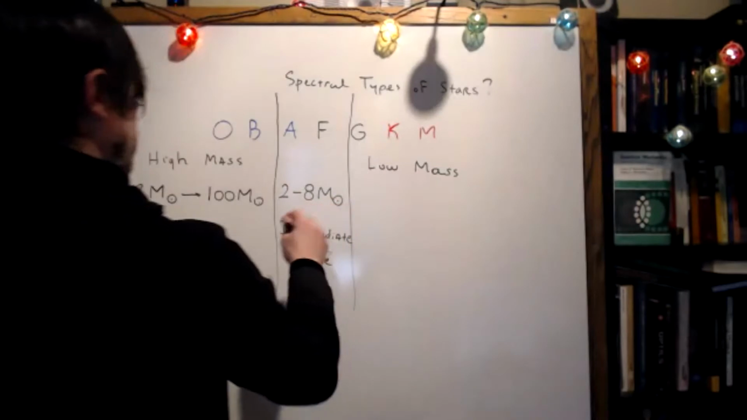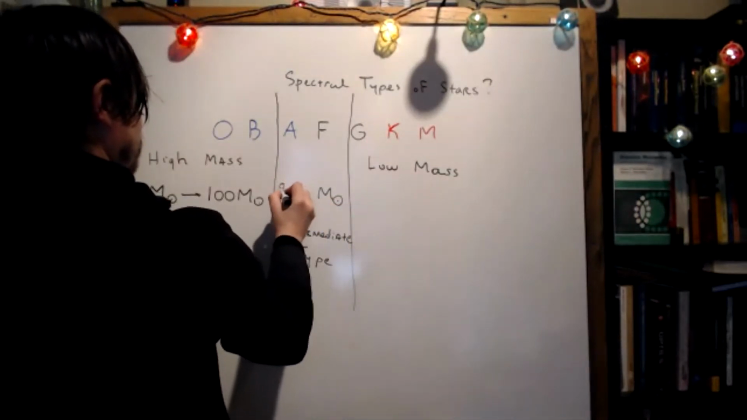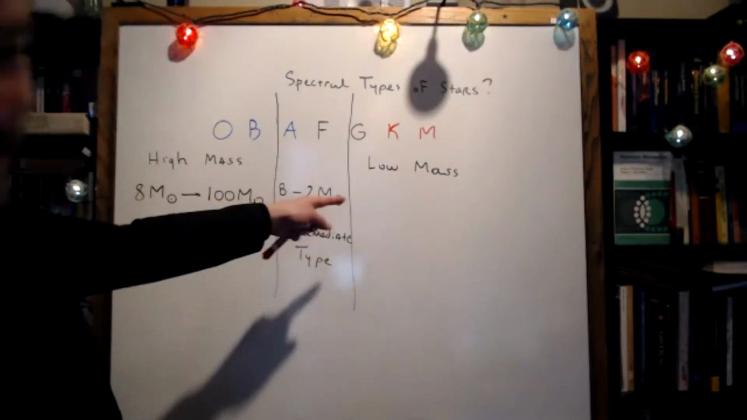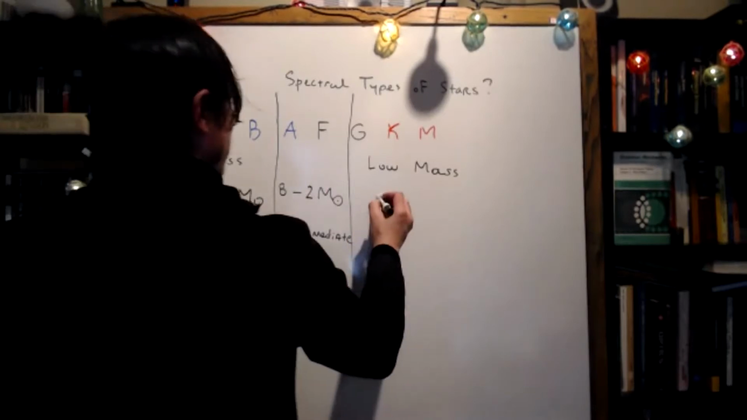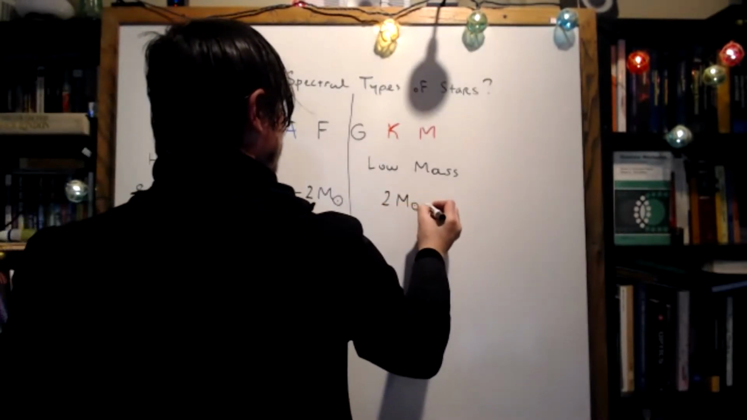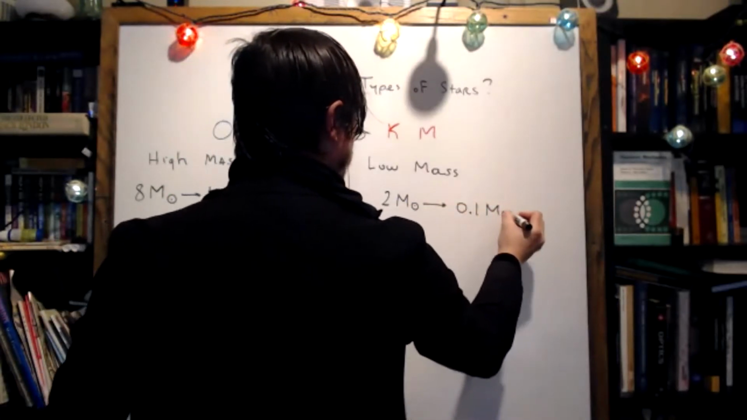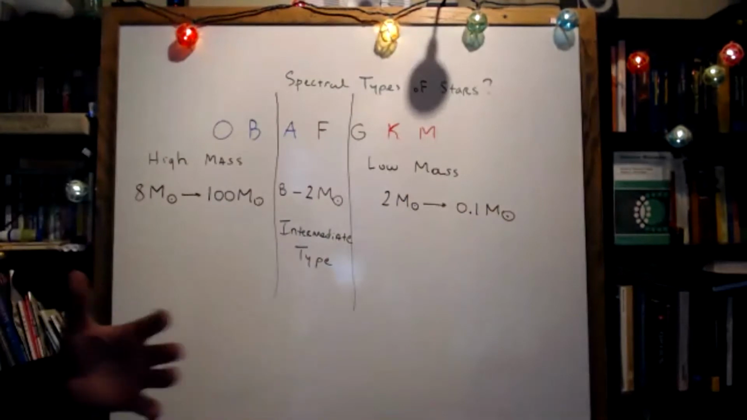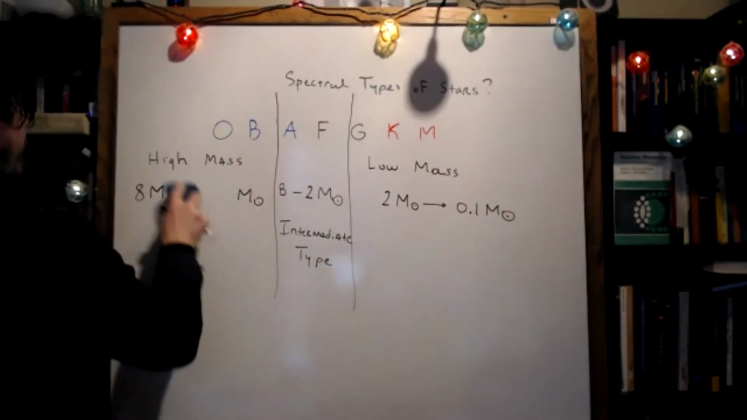Actually, I guess I should have done this backwards here. Oh, wait, you know what? I screwed this all up. It doesn't matter. Low mass stars can go anywhere from 2 solar mass units all the way down to 1/10 of a solar mass. Under 1/10 of a solar mass, you cannot bring your central temperature up high enough for fusion.